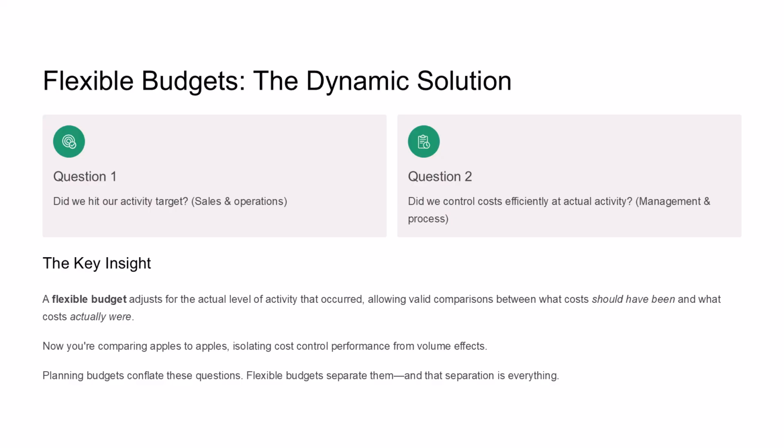It's the difference between blaming a manager for high costs that were actually driven by high volume versus identifying genuine inefficiency. Companies like Toyota built their legendary production system partly on this insight. Flexible analysis of performance adjusted for actual conditions. When you understand how to flex a budget, you understand how to see clearly. That clarity transforms your ability to manage. Now let's see this in action with a concrete example.